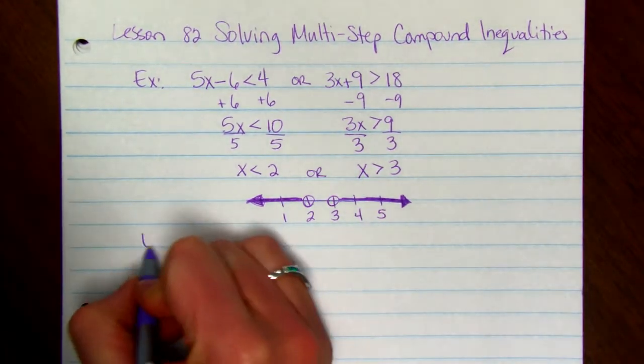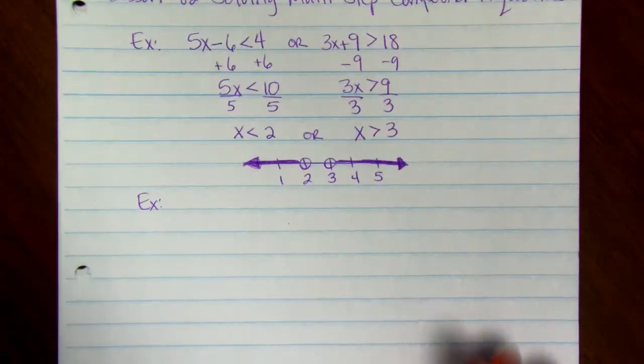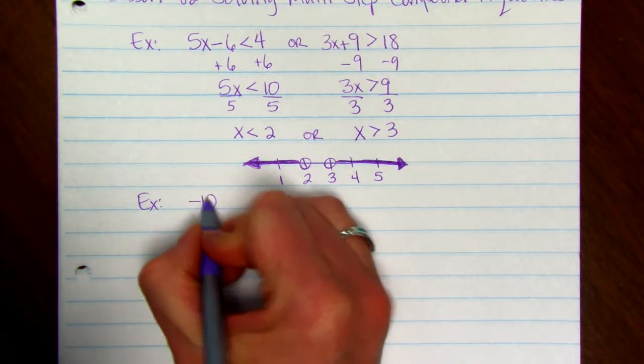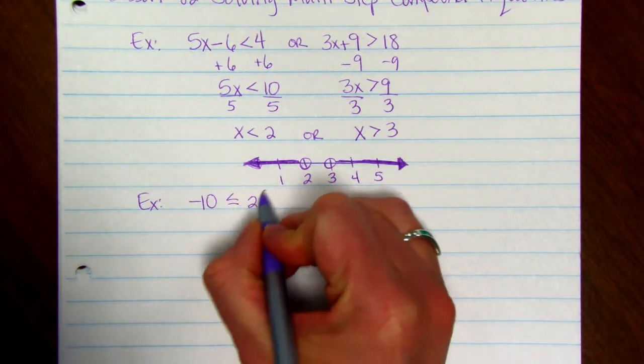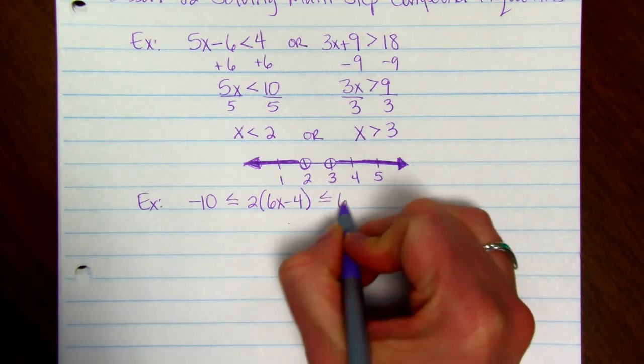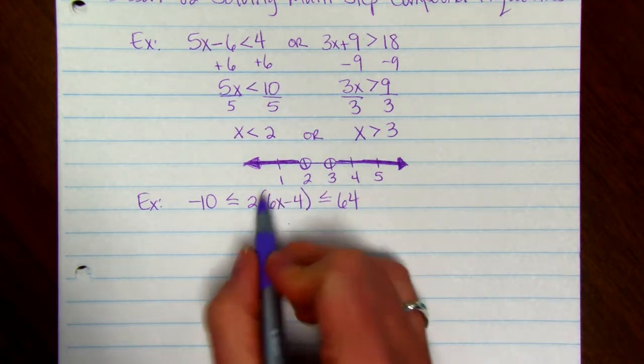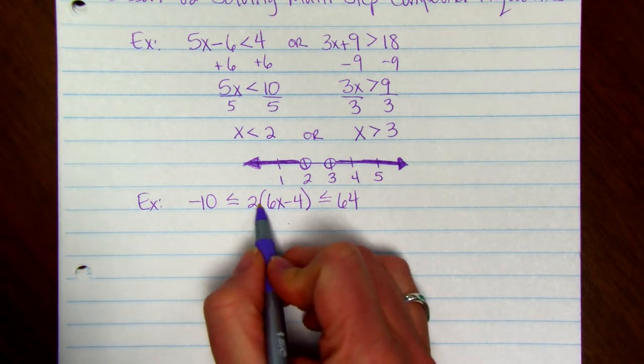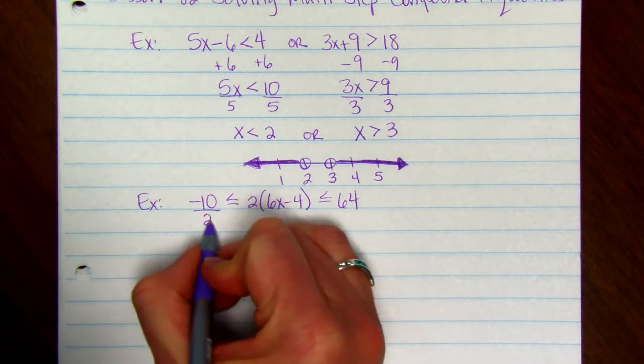So here's an example using a conjunction where we have an and statement. Since 2 is a factor, you can divide everything by 2.